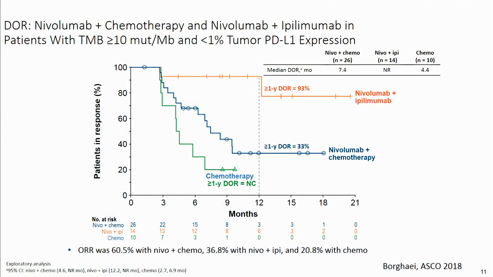What was also interesting was that the durability was much less, even in the patients that had high TMB, with those that got nivolumab and chemotherapy having less durable benefit than those that received the immunotherapy combination. So ipilimumab may well be important for memory effects and leading to ongoing immune surveillance that's being reset by these therapies.